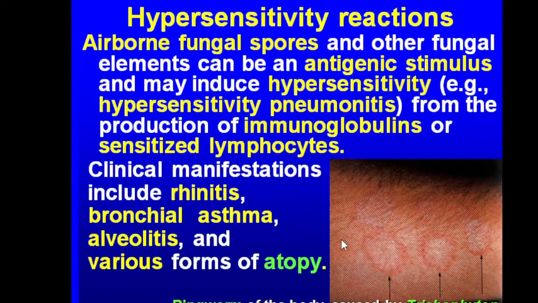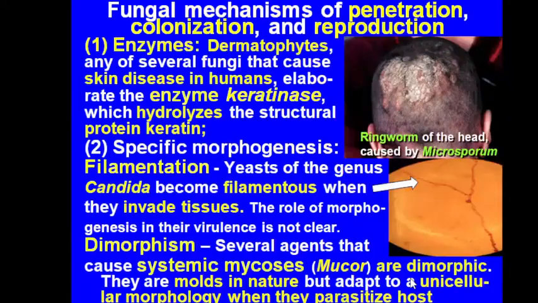And usually the clinical manifestations of hypersensitivity towards fungi are rhinitis, bronchial asthma, alveolitis, and various forms of atopic reactions. And this is an example of ringworm of the body caused by Trichophyton. We can see the very red border of the rashes that tells us about a type 1 hypersensitivity reaction towards the fungal elements.